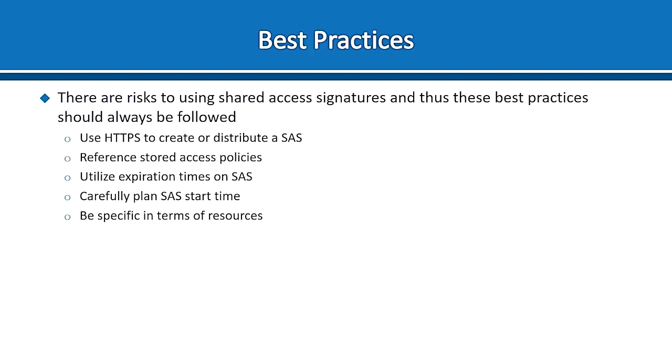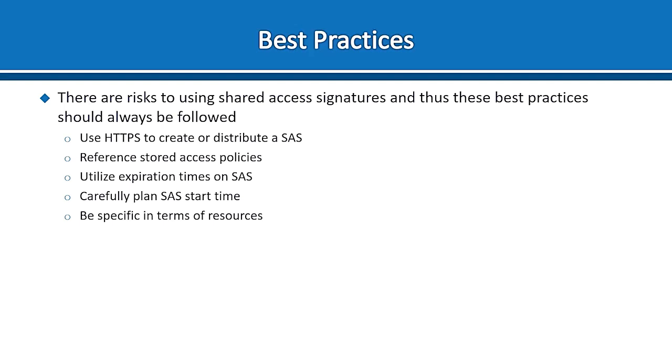We want to reference the stored access policies. Those give you the option to revoke permissions without regenerating storage account keys. You want to utilize expiration dates so that it's just not ongoing. Carefully plan when that SAS should become available, and then be specific in terms of resources that are going to be accessed. So don't have these big broad SAS URLs that are able to access all of the data in a particular storage account.